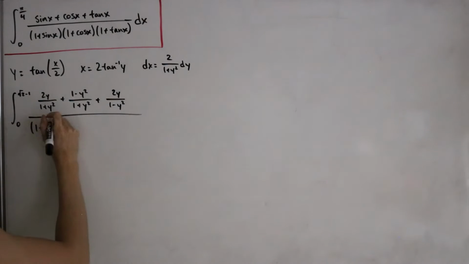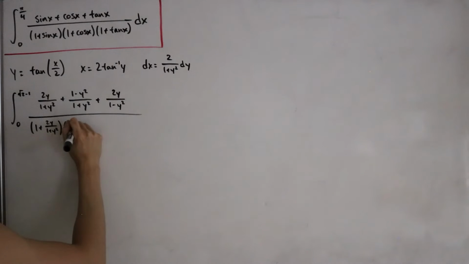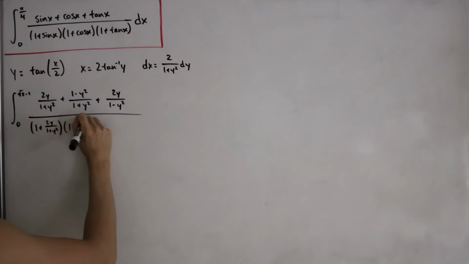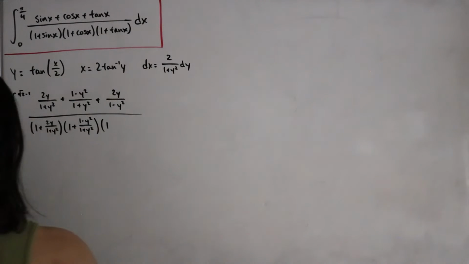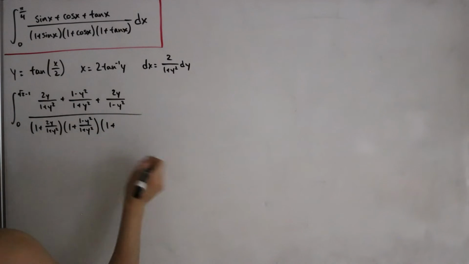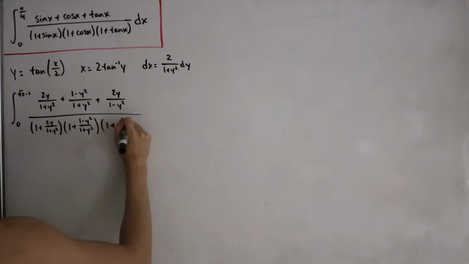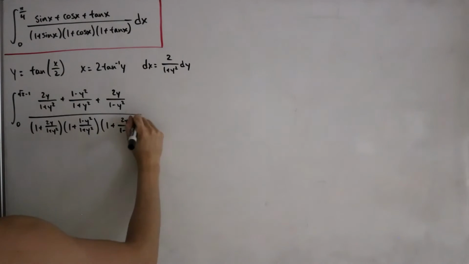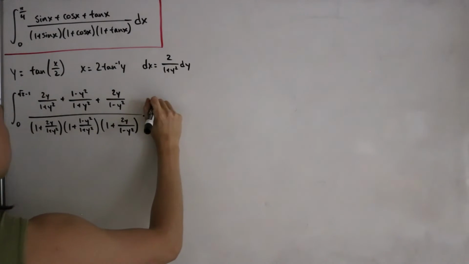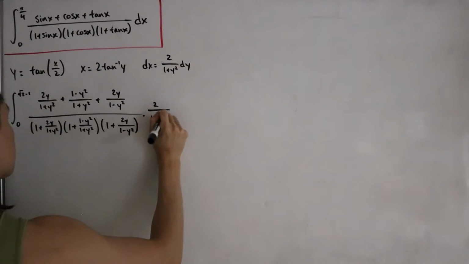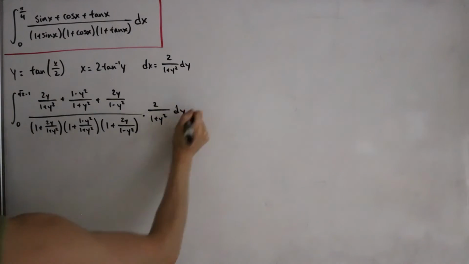Okay, and then afterwards, we do the same substitution over here. So I have 1 plus 2y divided by 1 plus y squared, multiplied with 1 plus 1 minus y squared divided by 1 plus y squared, then multiplied with 1 plus 2y, this is where I got it mixed up, so 1 plus 2y divided by 1 minus y squared. And then just substitute the dx differential, so that means it's going to be times 2 divided by 1 plus y squared, and then dy.